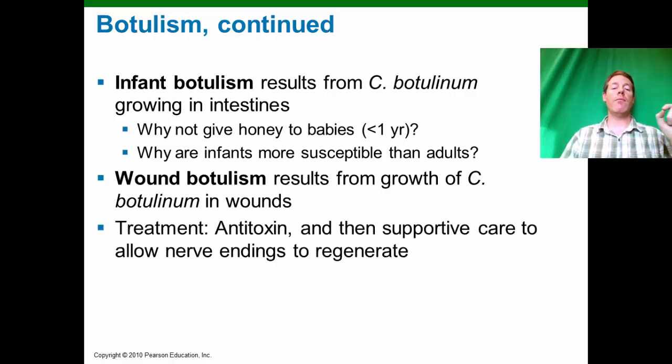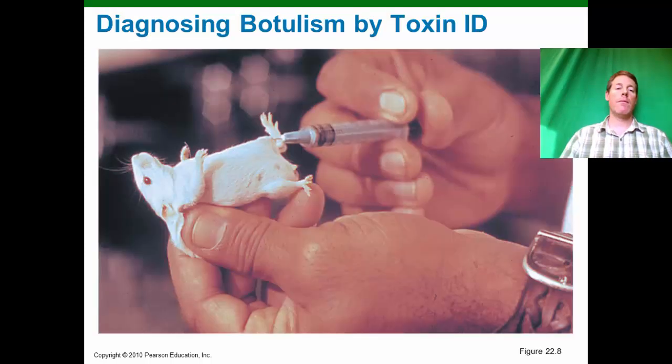The treatment for any kind of botulism is antitoxin, which we talked about with tetanus as well, and then supportive care to allow your nerve endings to regenerate. So review what an antitoxin is by going back to the tetanus slides when you're studying. Botulism can be diagnosed by toxin ID, so you can extract a blood sample and use chemical analysis to determine the kind of toxin that's in the blood.